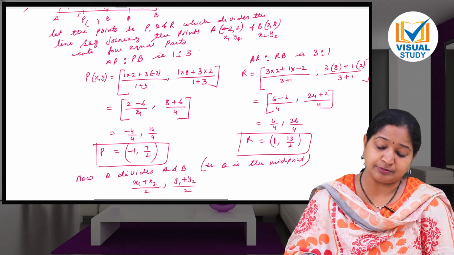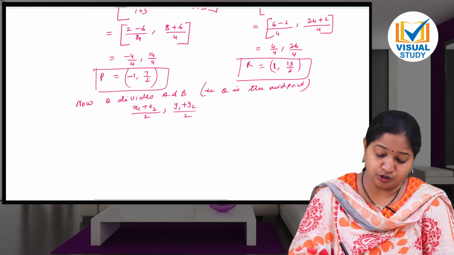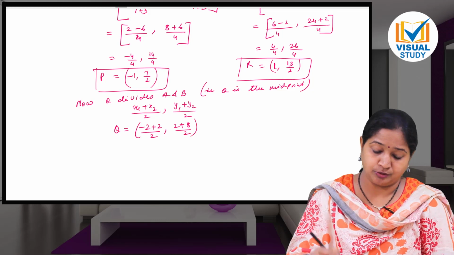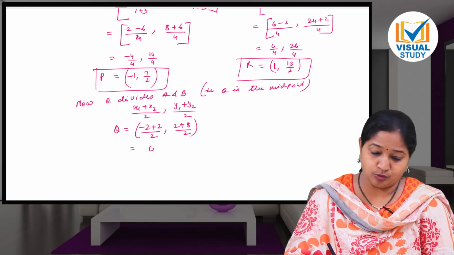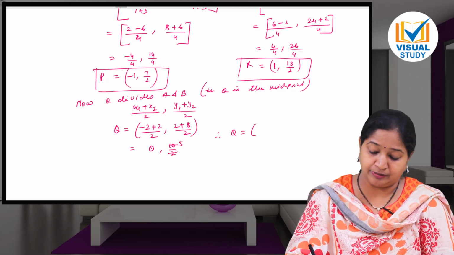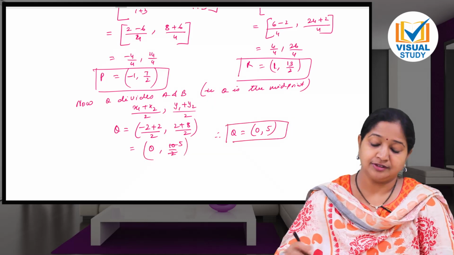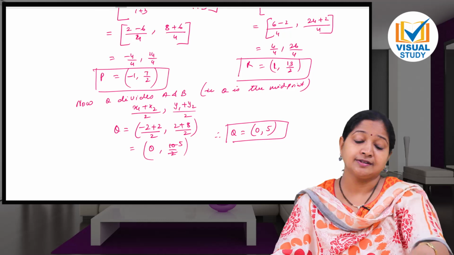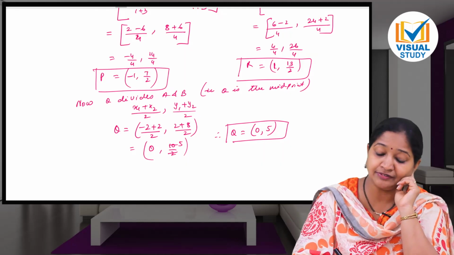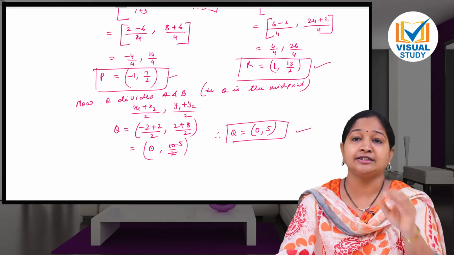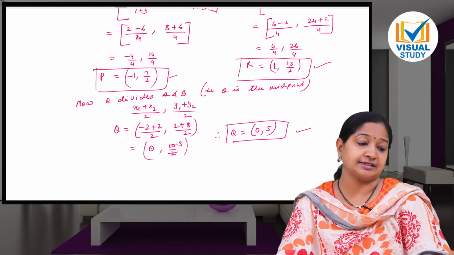AB, what are the AB points? -2 and 2 and 2, 8. So your Q point will be -2 plus 2 upon 2 and 2 plus 8 upon 2. So you got 0 and 10 upon 2, and therefore your Q point will be 0 and 5. So the required points are P is -1 and 7 upon 2, R is 1 and 13 upon 2, and Q is 0 and 5. Now the last sum.